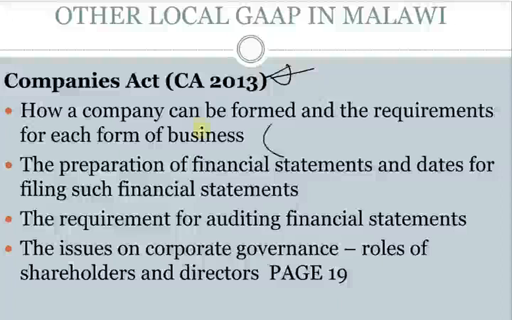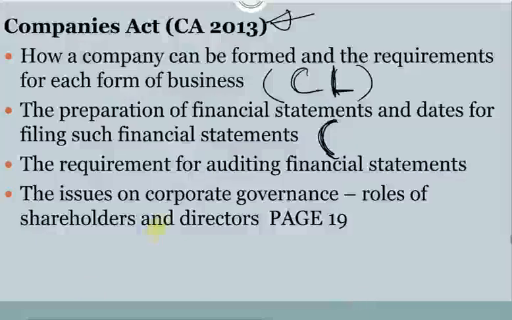Everyone who has done company law will know that company law will talk about the formation of a company. It will also talk about preparation of financial statements and the dates for filing financial statements. It will also talk about when you should file your financial statements. They also talk about requirements of auditing financial statements, and the issue of corporate governance. So you can find this on page 19.